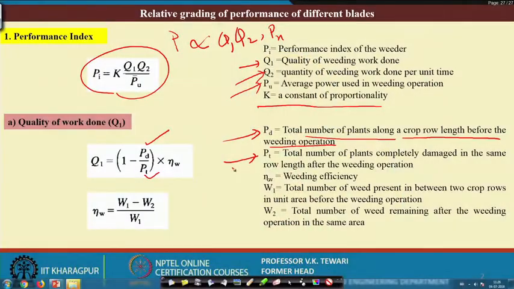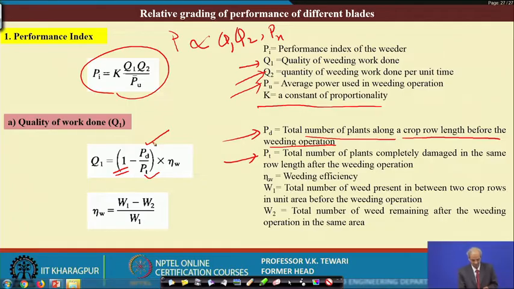So, we need to know these two, PD and PT. Once we know PD and PT, we take PT minus PD divided by PT, and 1 minus this will give us the quality of work done. Now, this quality is with respect to the efficiency.